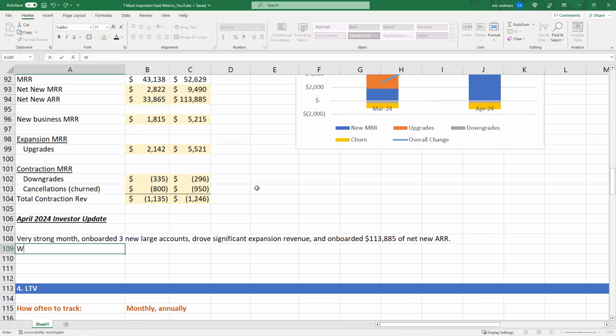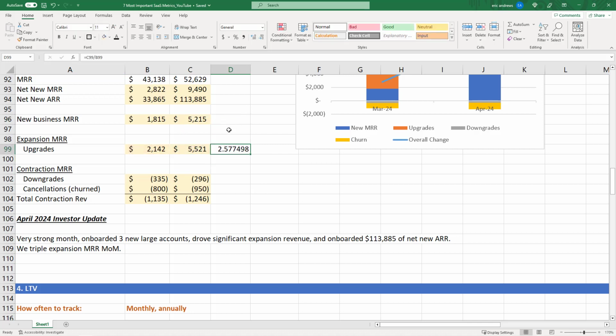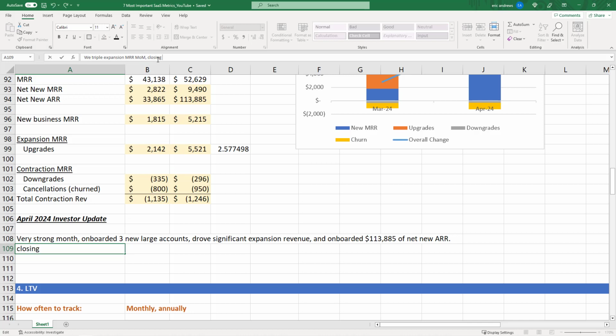Okay, what else? We tripled expansion MRR month over month. So pretty much tripled it. You can see here, it's up 2.6x. So we tripled expansion MRR month over month, closing over 5K in upgrades for April.